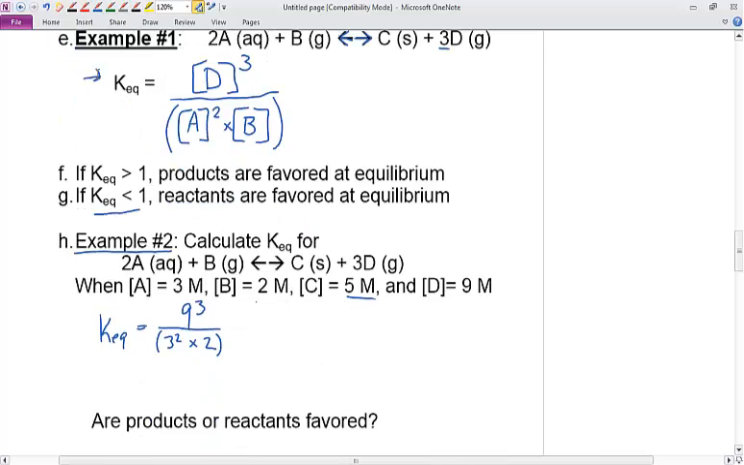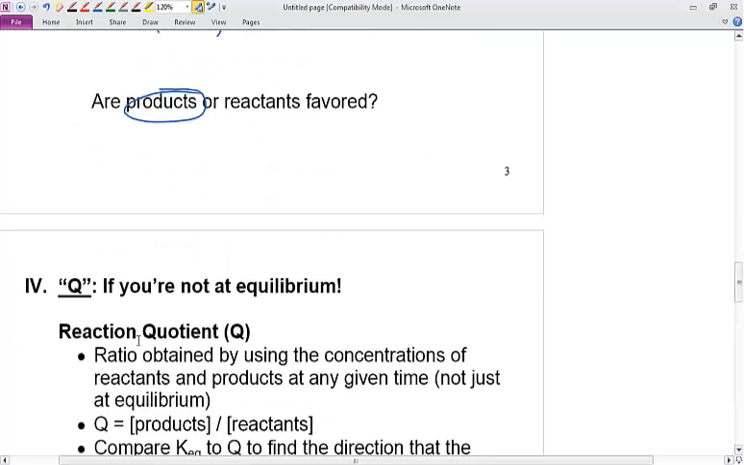So then you plug that into your calculator: 9 to the third divided by the quantity 3 squared, which is 9 times 2. And I believe that turns out to be 40.5. Since that number is bigger than 1, that means we've got a bigger number on top, so our products are favored at equilibrium. That means you'd end up with more quote-unquote water in your tube, or more products, more of that substance at equilibrium.